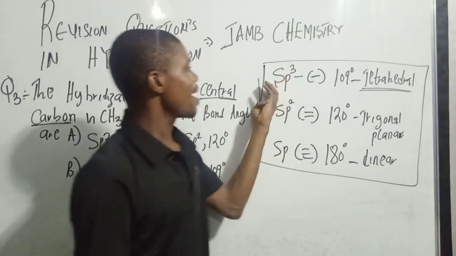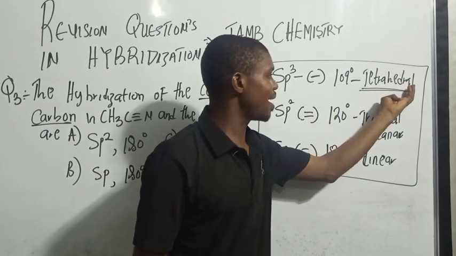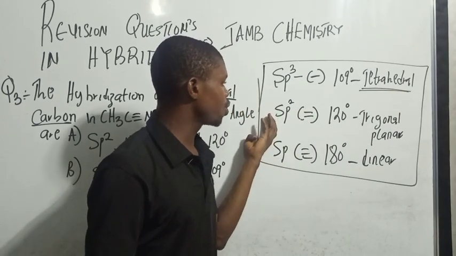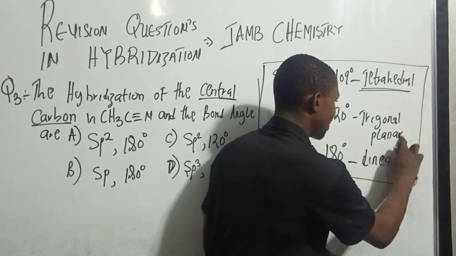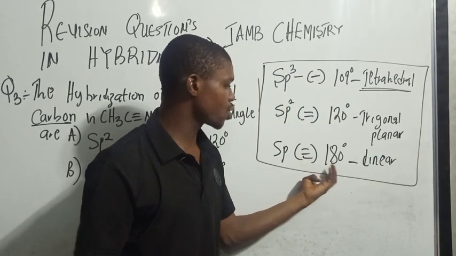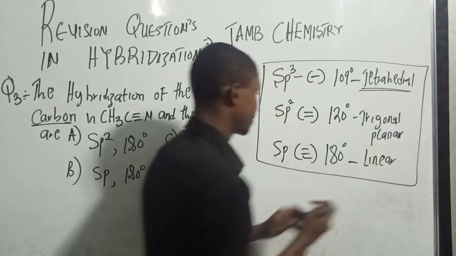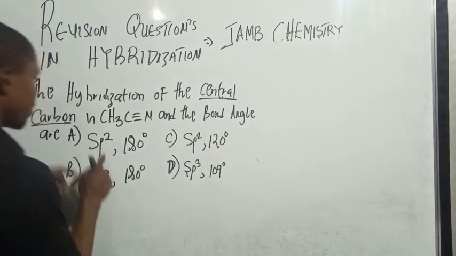Do you get that? So sp3 is 109 degrees, tetrahedral in shape. sp2 is 120 degrees, trigonal planar. Then sp is 180 degrees, which is called linear shape. Do you get that? So I want to wipe your answer so I can answer this question.